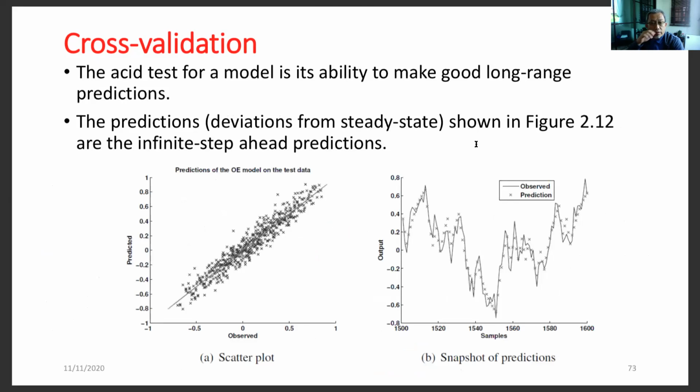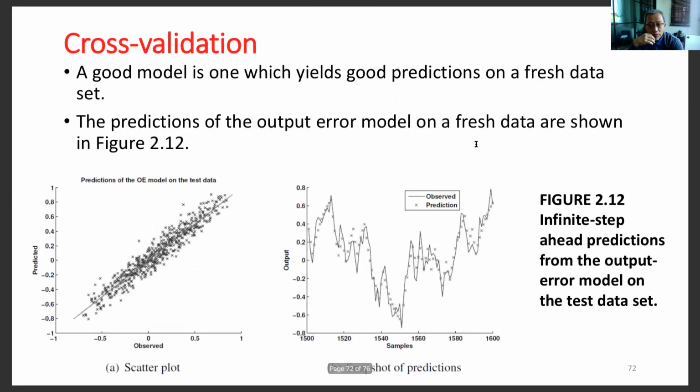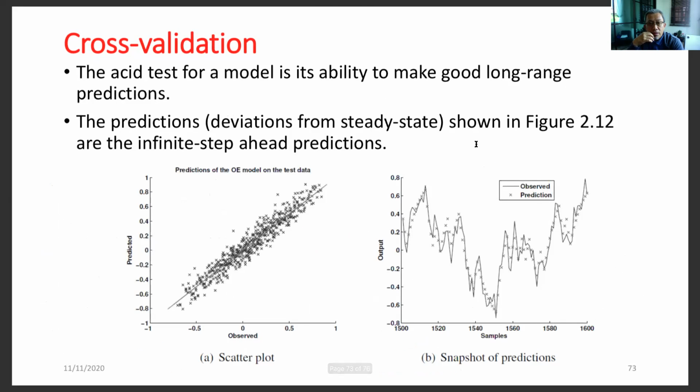Okay, so this one is another one. Also the same figure, 2.12 just now. The same figure, so the predictions show some deviation from the steady state and the infinite step ahead predictions.